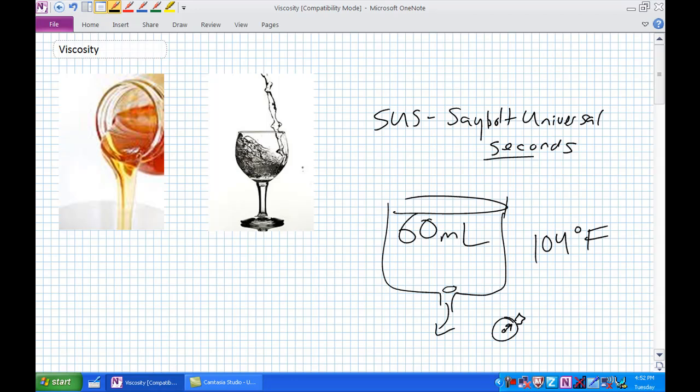So hydraulic fluids that we're going to be using, you know, 150 SUS at 104 degrees Fahrenheit, okay? What that means is we put 60 milliliters of hydraulic fluid into there, heat it up to 104, pulled the plug on the bottom, and it took 150 seconds for it to come out. How this is measured, it's a Saybolt viscometer. So it's just a standardized method of measuring viscosity.